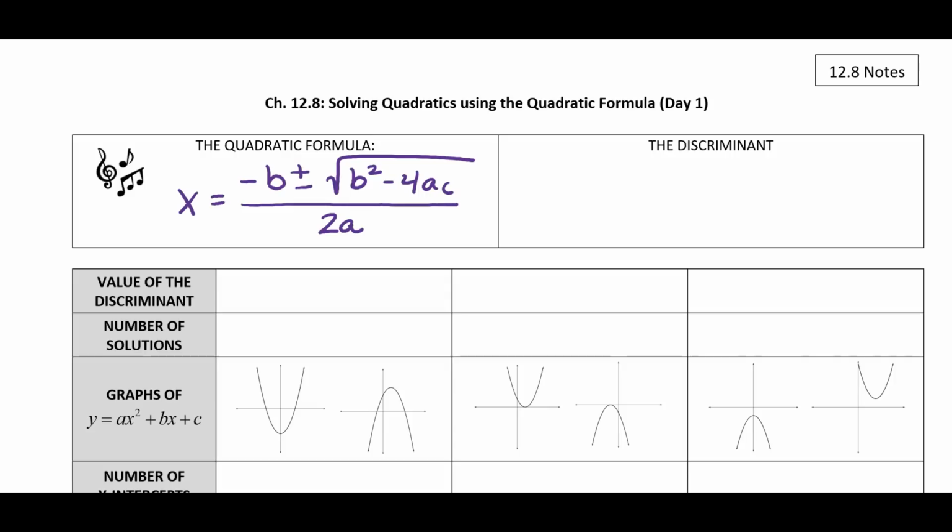Tomorrow I will teach you a song to help you remember it, and I will also show you where this quadratic formula derives from, meaning where did we come up with it from.